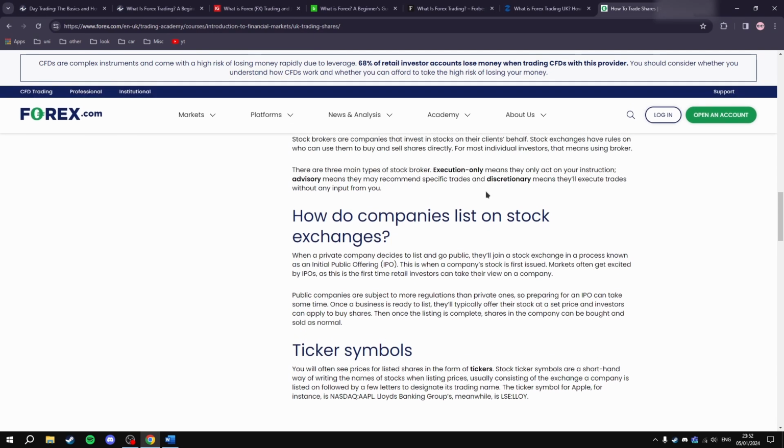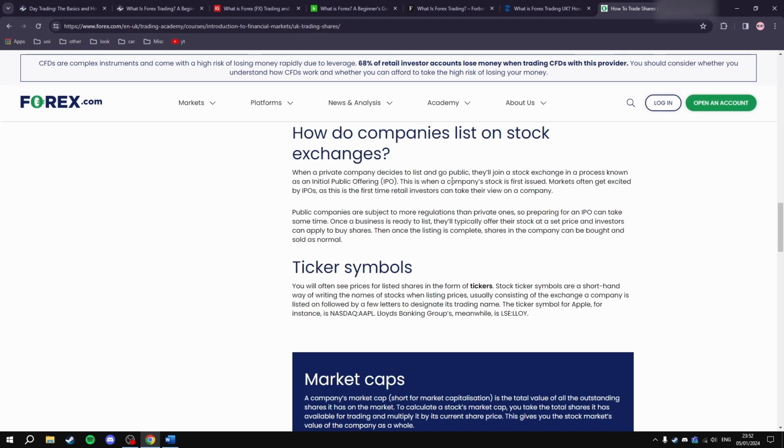How do companies list on stock exchanges? When a private company decides to list and go public, they'll join a stock exchange in a process known as an initial public offering.